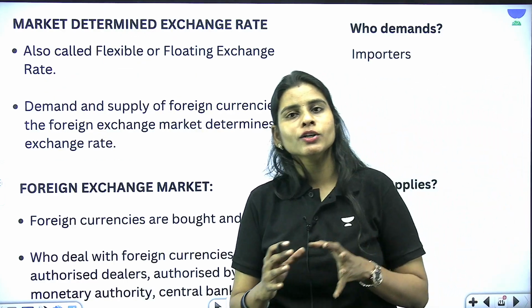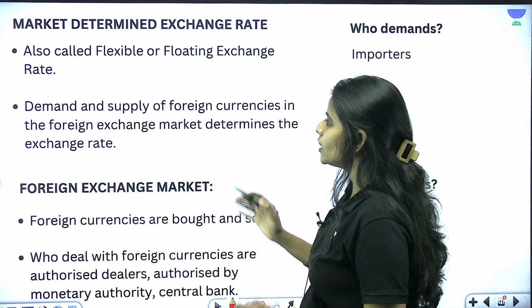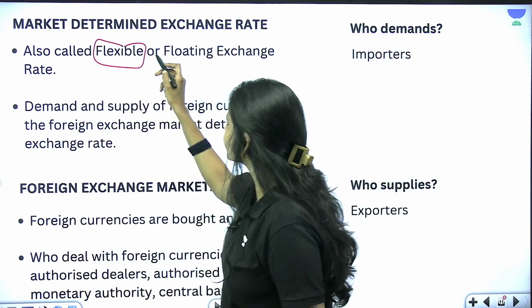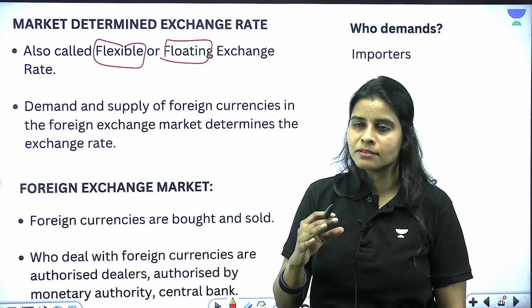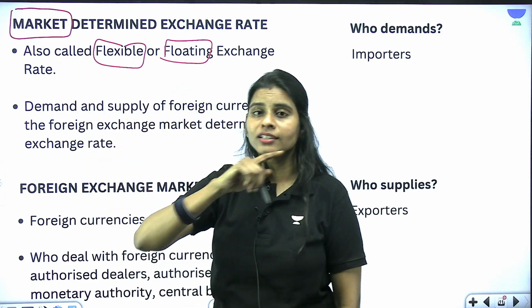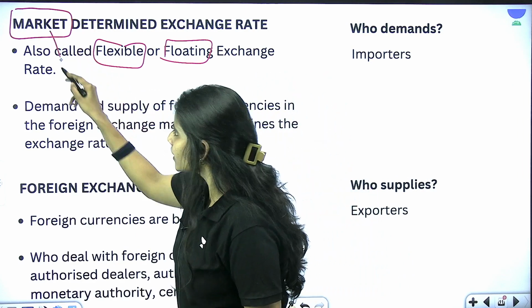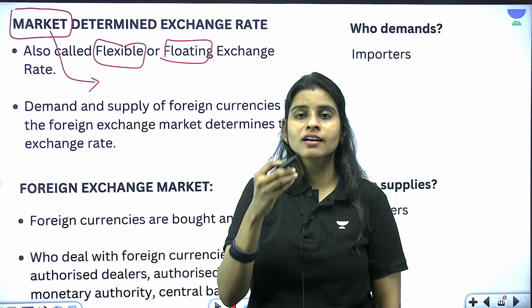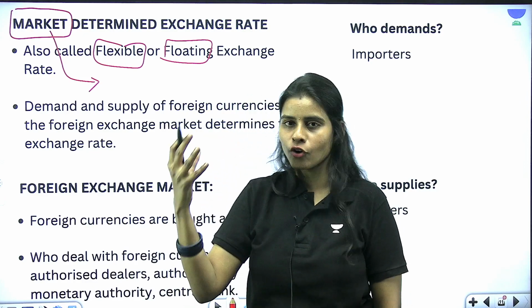So now we are moving to the last part of the lecture, that is called the market determined exchange rate. This is also called a flexible or floating exchange rate. This exchange rate system is very simple. As the name indicates, here the RBI is not going to determine the exchange rate, but rather it is the market that is going to decide how much amount of Indian rupees have to be spent for one foreign currency.